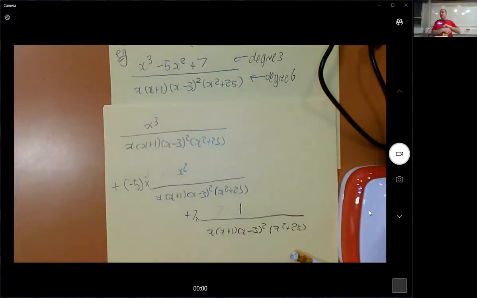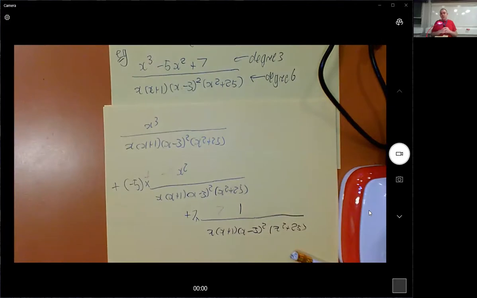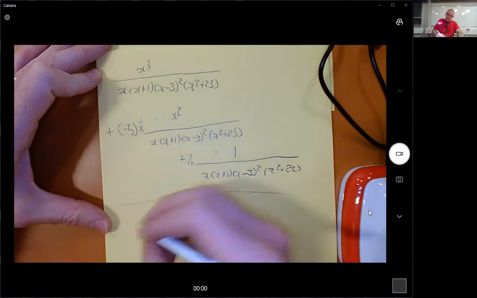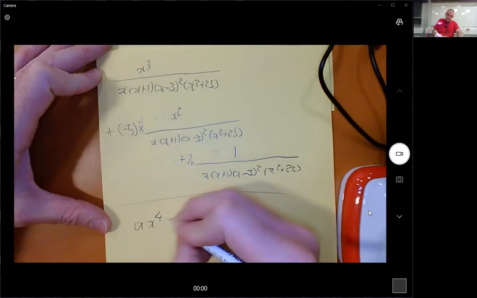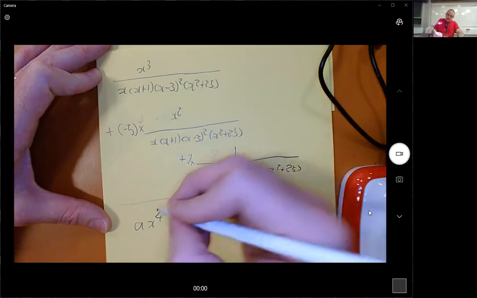So what I'm going to do when I do partial fractions is I'm going to attempt to make all the possible proper rational functions that have this denominator. So if I think of all the proper rational functions that have that denominator, they're going to look like this. It's actually going to be a 5, isn't it?